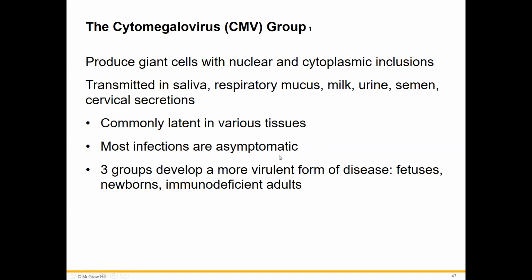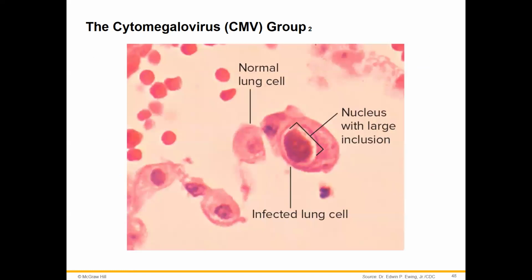The majority of infections are asymptomatic. When we're concerned is in a fetus, a newborn, or an immunodeficient adult. So that's where we can see concerning disease. Typically, though, we're infected and we don't even notice. This would be the nucleus with a large inclusion, and this is in an infected lung cell versus a normal lung cell.